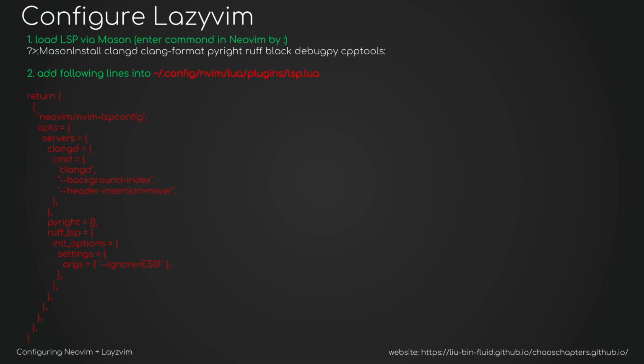Now we will include the configuration for LSP in Neovim. First of all, we create a file lsp.lua in the user home directory, .config/nvim/plugins. After that, we insert the following codes in red into the lsp.lua file.